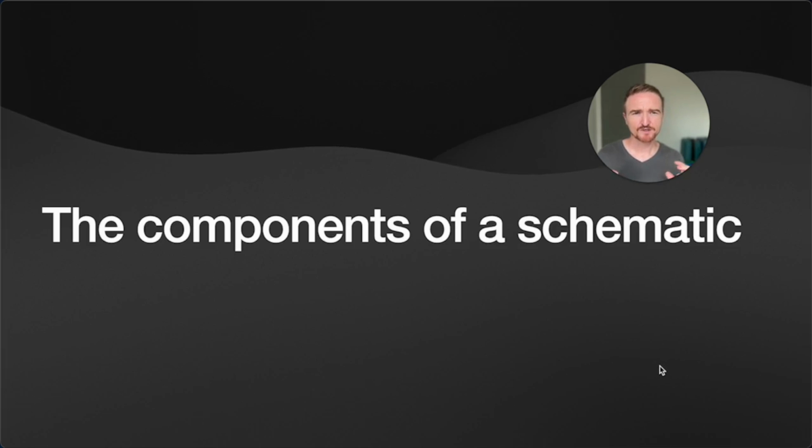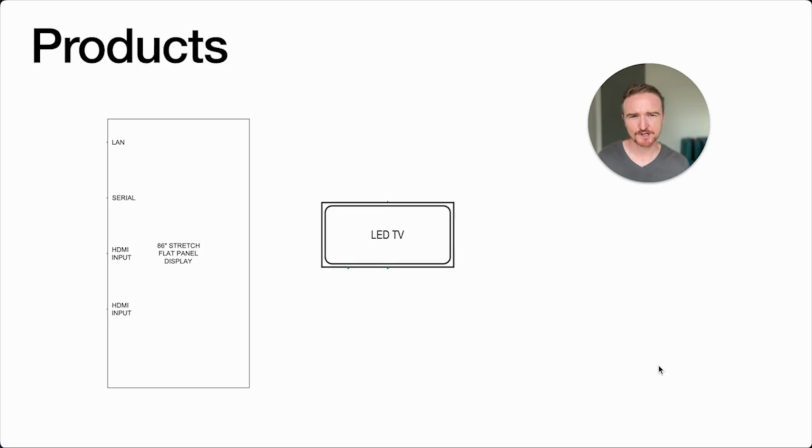Okay, now let's talk about the individual parts that make up the schematic. So one of the key things is the products. So we've got the boxes, and on the first in the image here, we've got essentially a box. So this is an 86-inch panel, and it's got some input. So these represent the connectors on the side of the screen. Or we might just use the symbol. So in this case, we've got LED TV, so it's just a box.